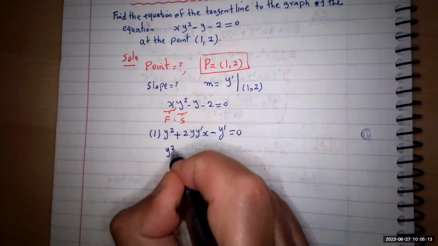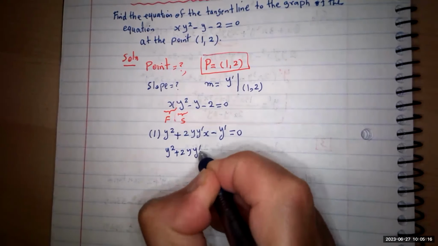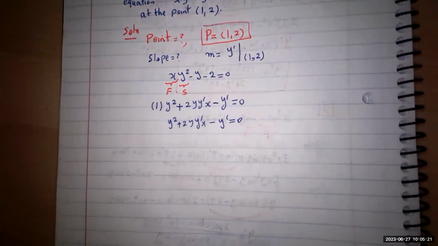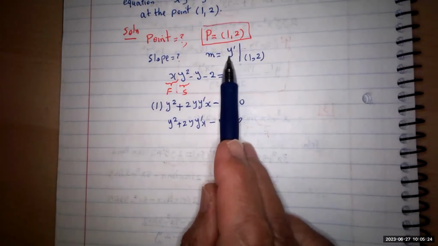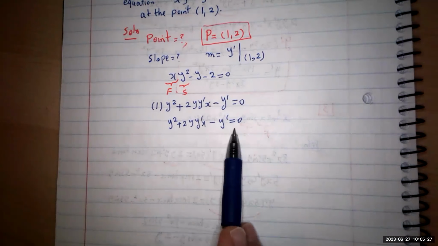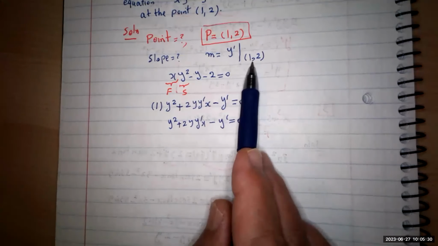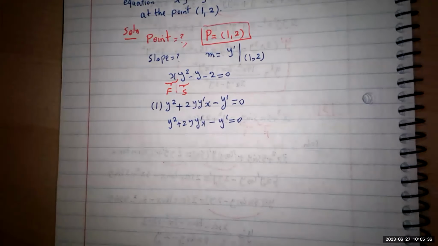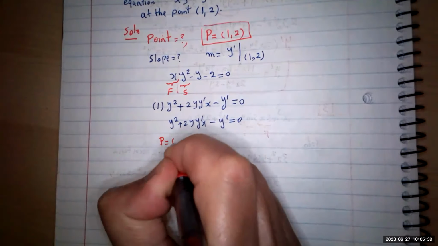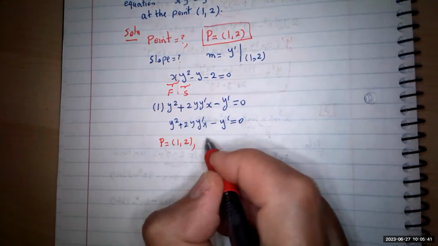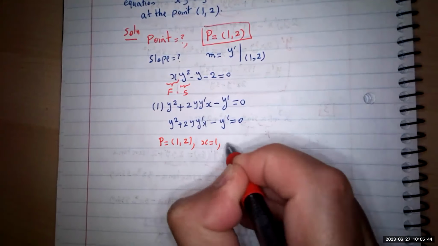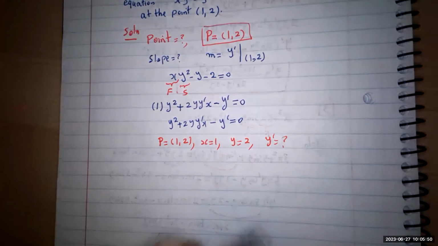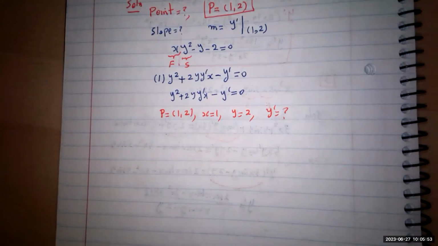So we have y squared plus 2y y prime x minus y prime equal to 0. Since this is a slope problem, you substitute first, then you solve for y prime. You don't have to solve for y prime first. Some people do it. It's easier because you want to find y prime at the point (1, 2). So you go to this equation, replace the x by 1, replace the y by 2, then solve for y prime. That makes it easier for you.